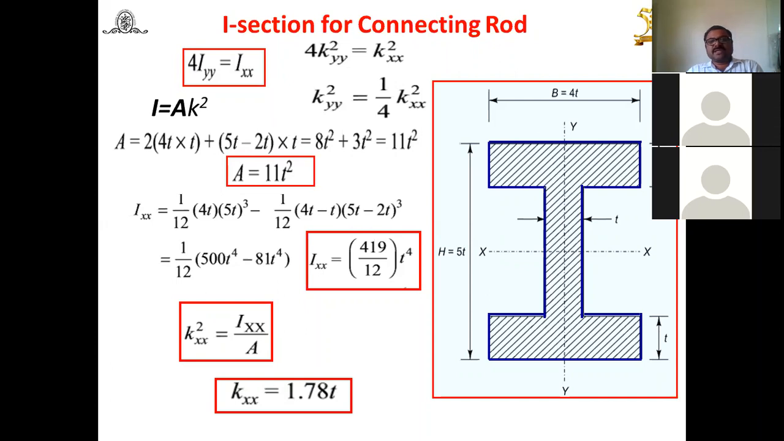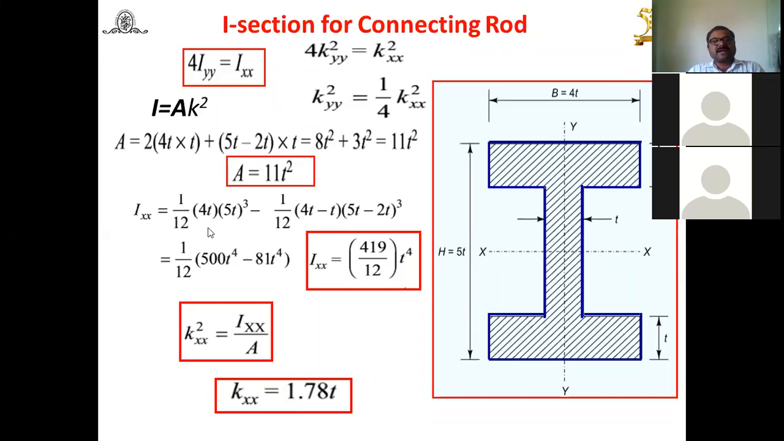Again, what we have to do? We have to find out the area of this cross section. Again, we can easily find out 4t into t, area of this. Again, this is t into 5t minus 2t, which is 3t, into this t. So you will get the area of this middle part. And the area of this section, t into this length 4t, again 2 times 4t into t. Then you can find out the area of this I section. So you will get 11t square for A, and it always remains the same. No need to bother because these dimensions are fixed or standard.